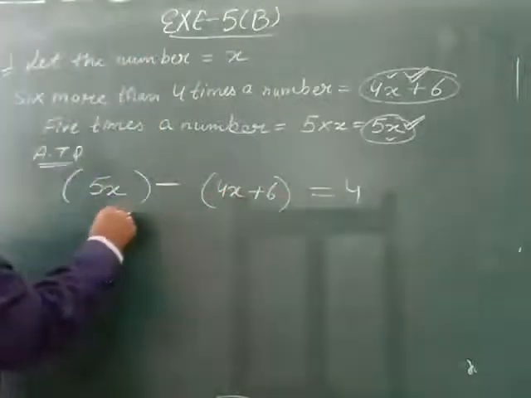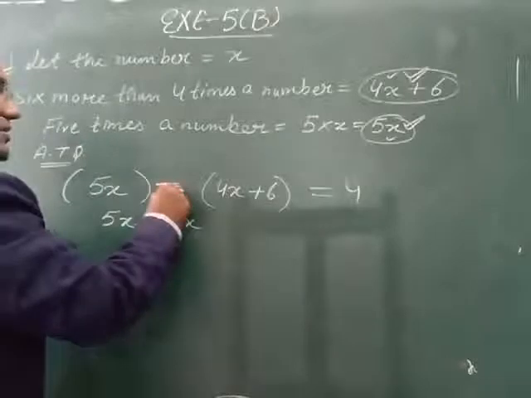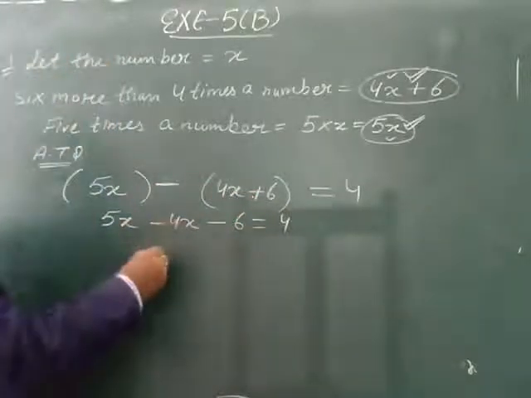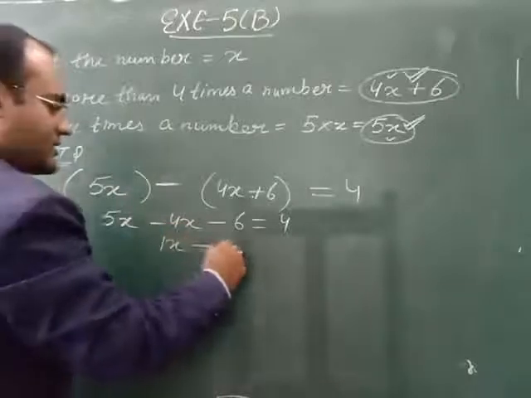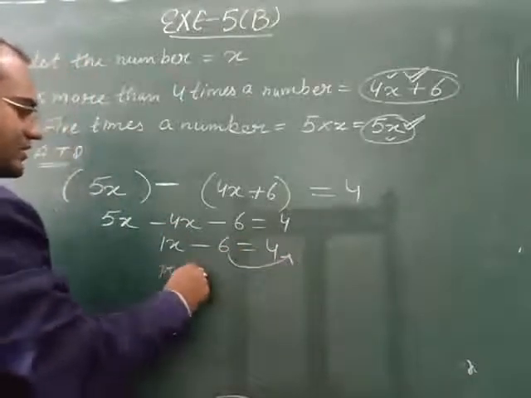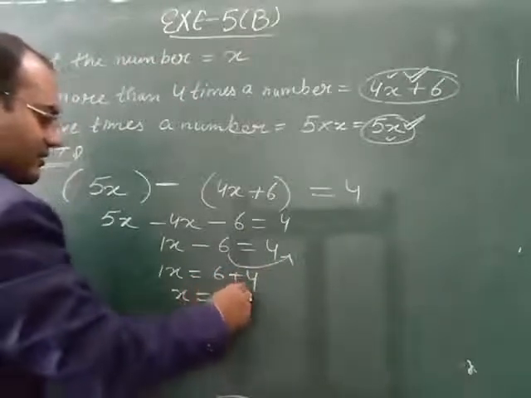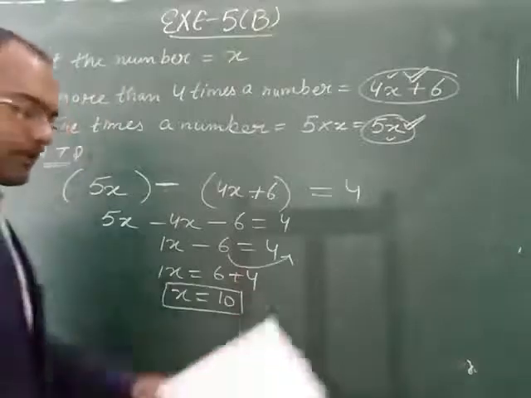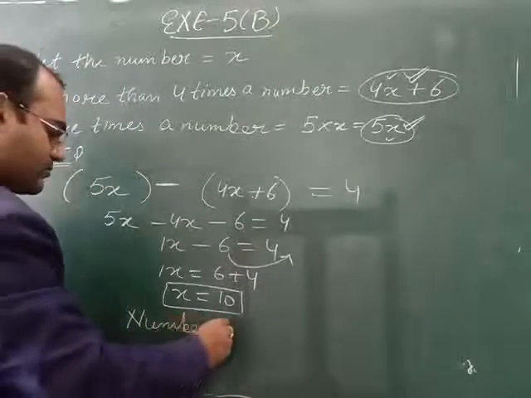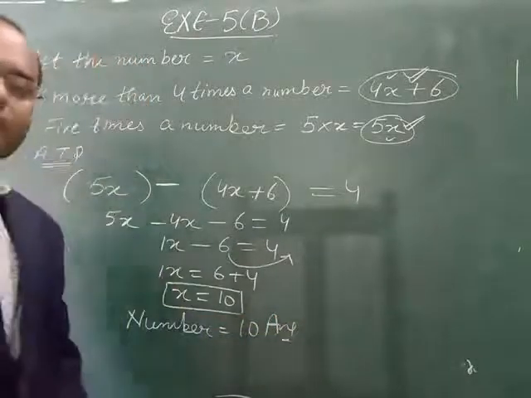Now we will open the bracket. 5x minus 4x minus 6 is equal to 4. 5x minus 4x will be 1x, minus 6 is equal to 4. Minus 6 will come on the right hand side. So 1x is equal to 6 plus 4. So x answer is 10. So we have to find the number. So the number is equal to 10. This is your final answer of question number first.